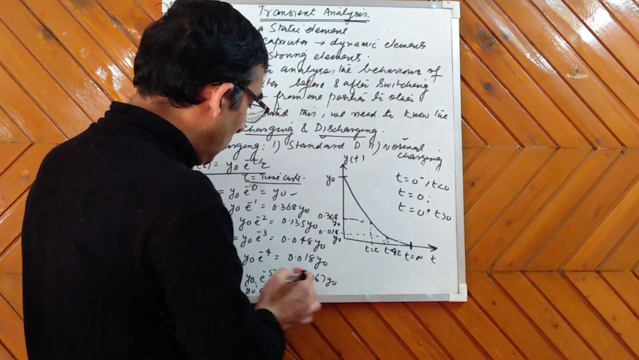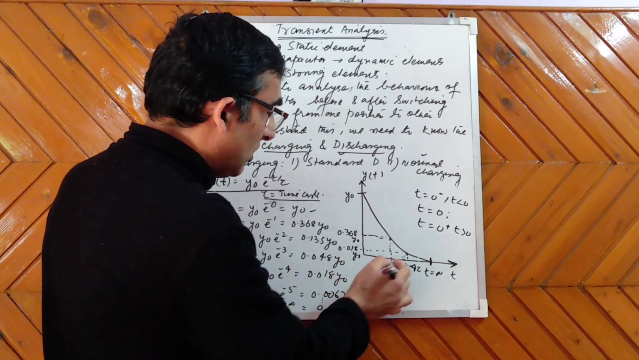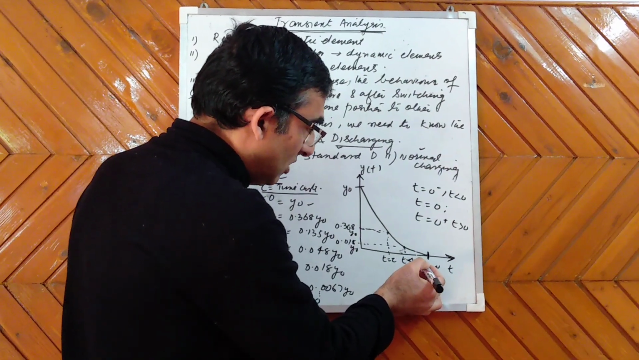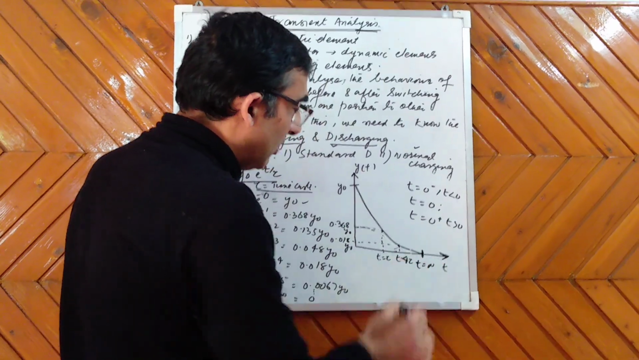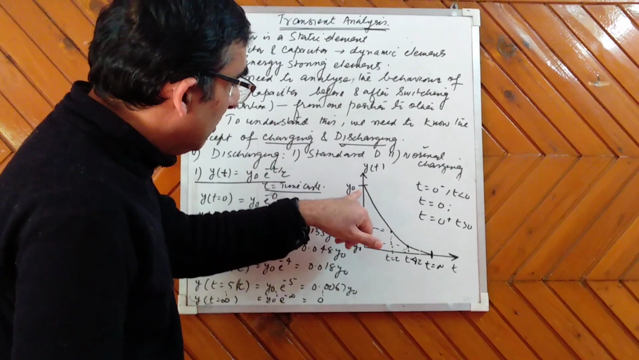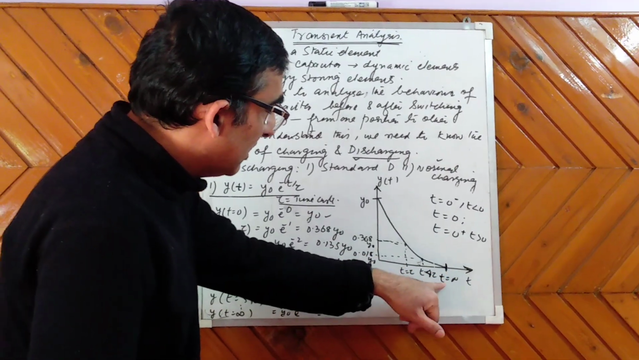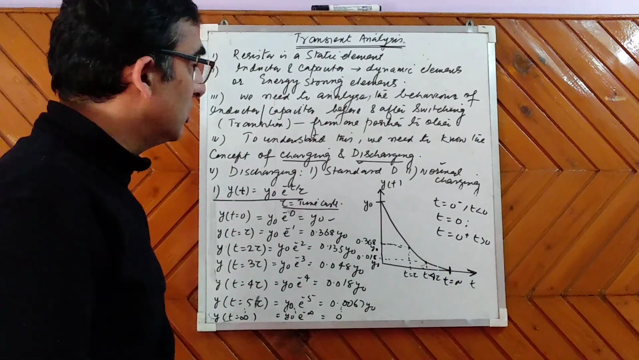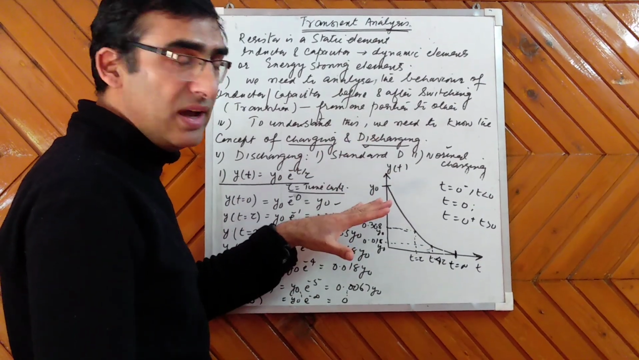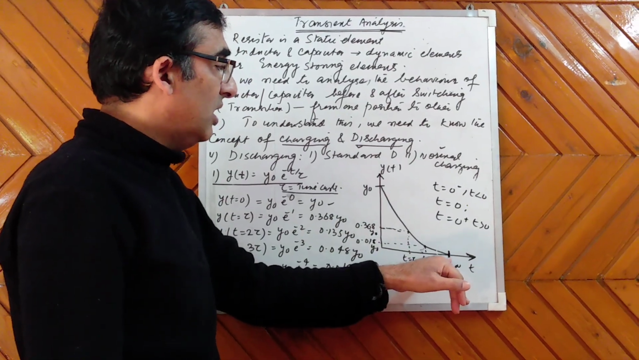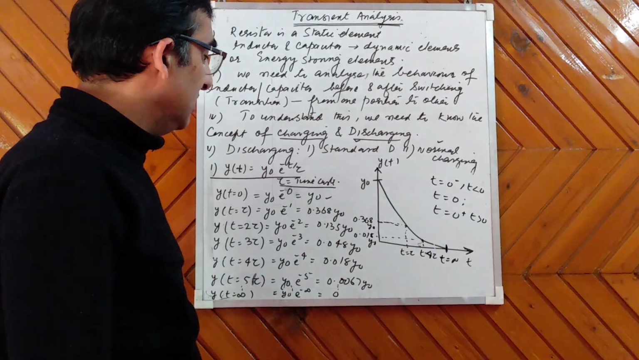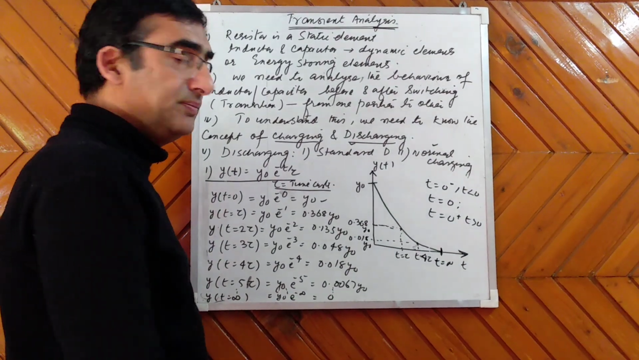So at t equal to 4 tau, we can see the value is 0.018. So the value will be somewhere here. And finally, the value will settle down at t equal to infinity time. The value will be 0. So very clearly, a decreasing curve whose initial value is y naught and final value is 0. So this is called the standard discharge, where it will start at some value and finally it will settle down at value 0 when the time is infinite. So we call this a standard discharging equation.